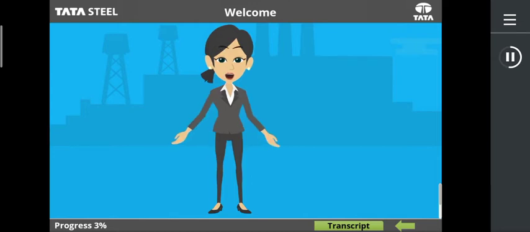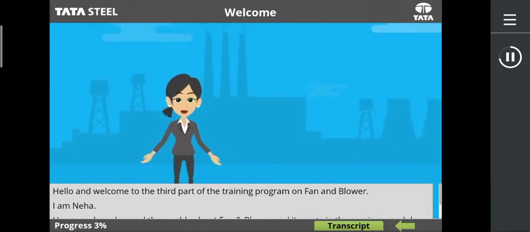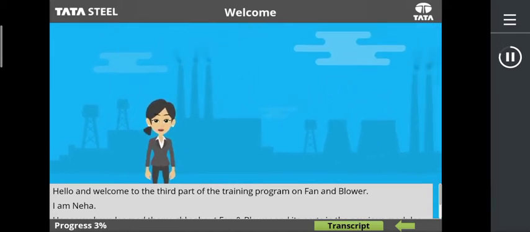Hope you have learned thoroughly about fan and blower and its parts in the previous modules. In this module, we will learn about its performance and characteristics.